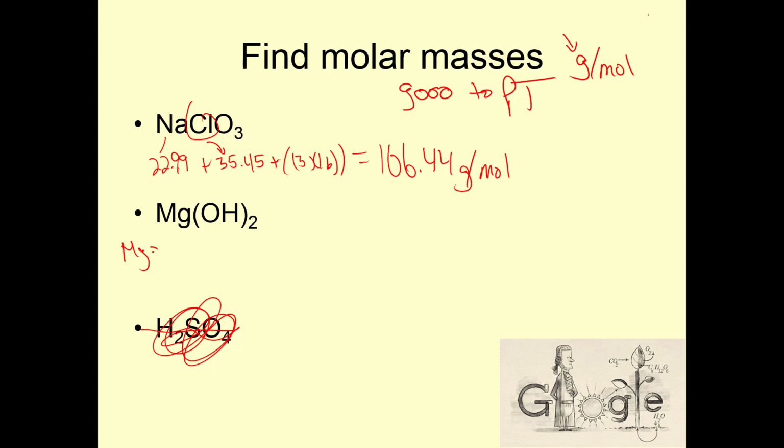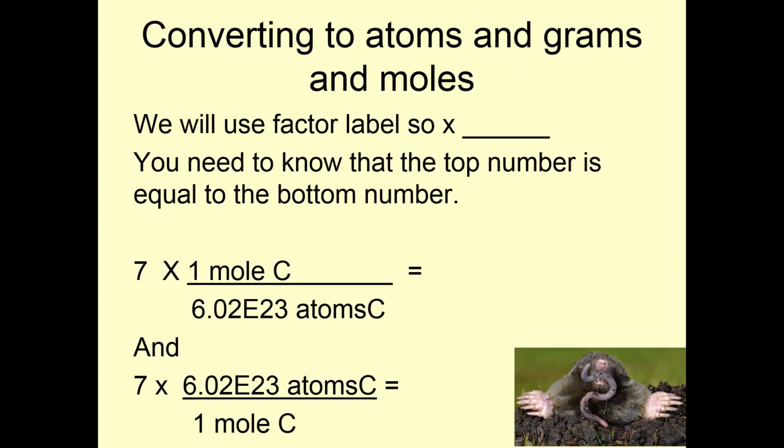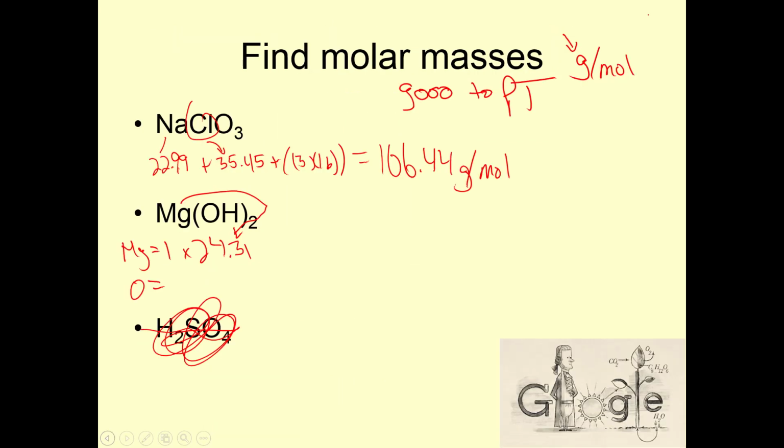Now this one's tricky. Mg is 1 times 24.31. That's the go to the periodic table; go to the periodic table to get that number. Oxygen: now to see that 2, this 2 means everything in the parentheses is 2. So I have 2 oxygens times 16. That's 32.00.